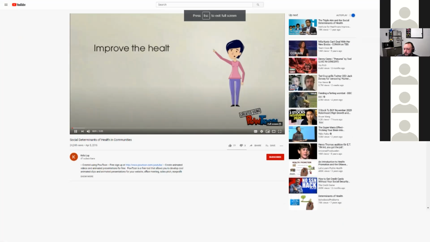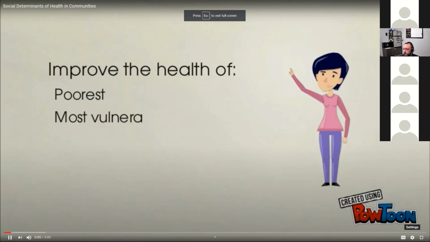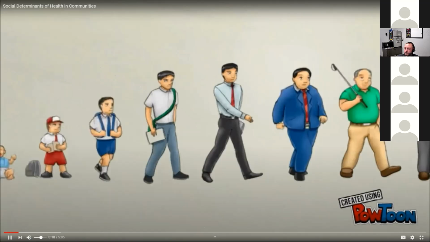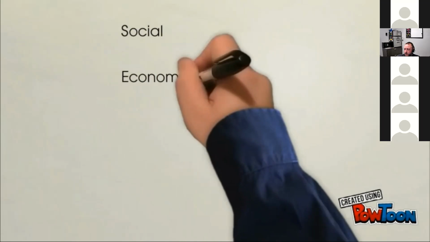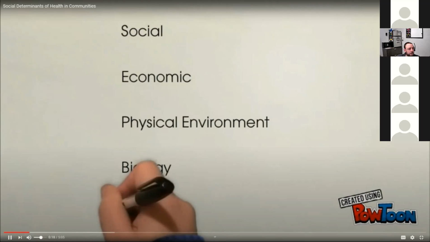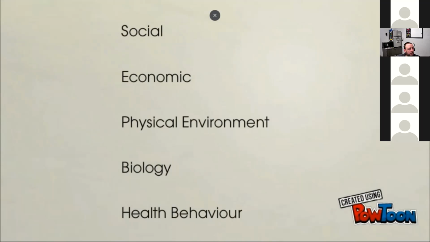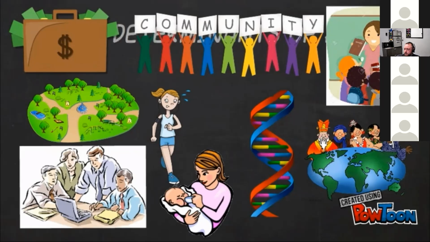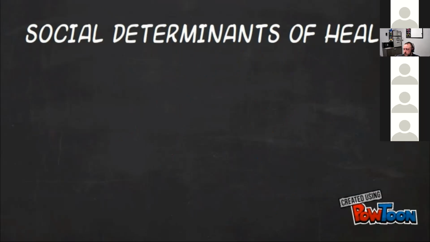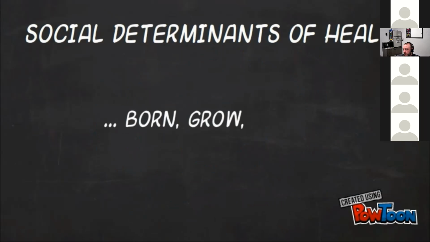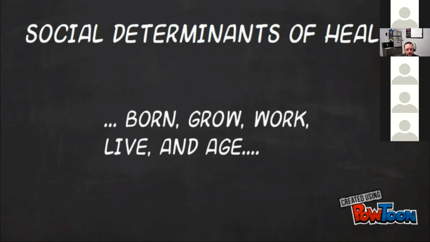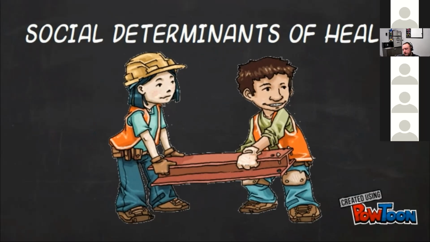In order to improve the health of the world's poorest and most vulnerable populations, we need to address the root causes of health problems. At every stage of life, health is determined by complex interactions between social and economic factors, the physical environment, biology, and an individual's behavior. Collectively, these factors are known as the social determinants of health. They are formally defined by the World Health Organization as the conditions in which people are born, grow, work, live, and age, and the wider set of forces and systems shaping the conditions of daily life.